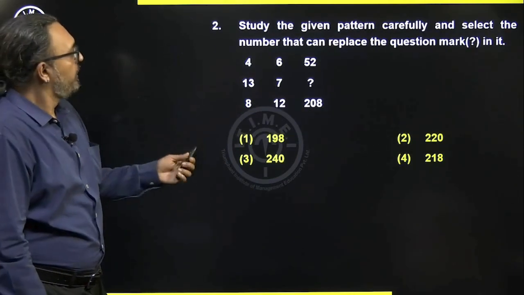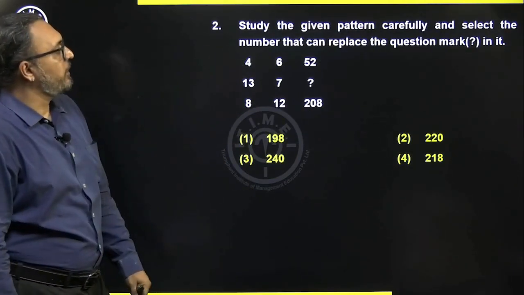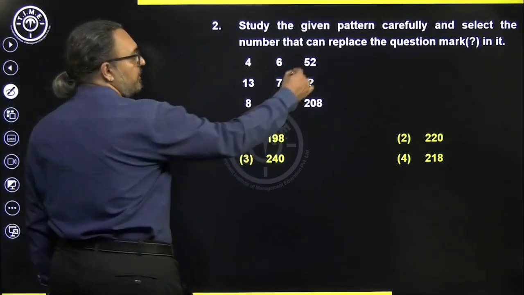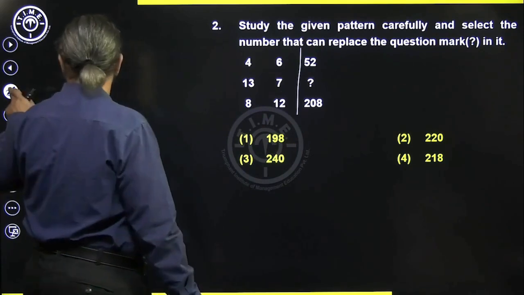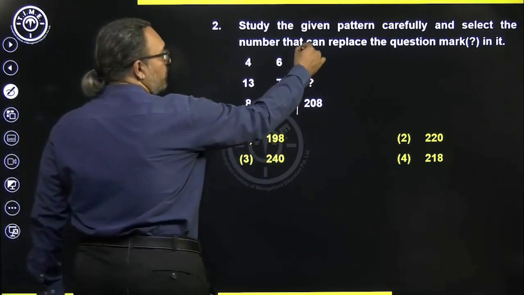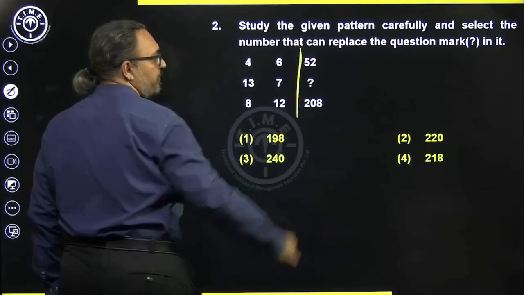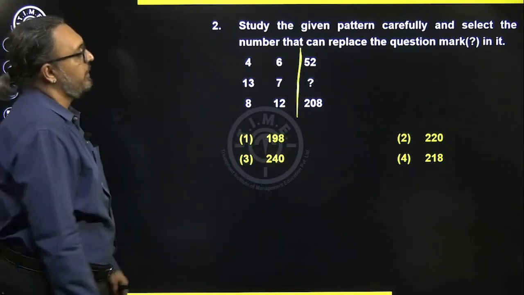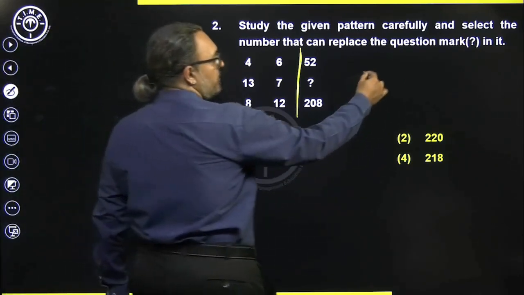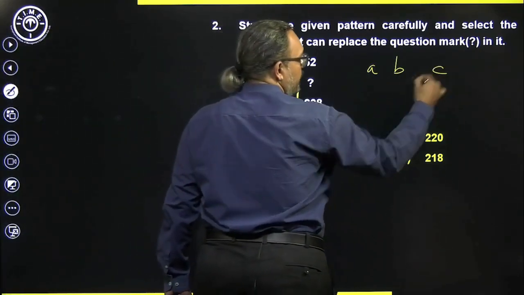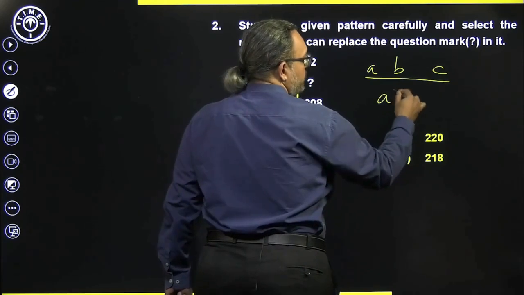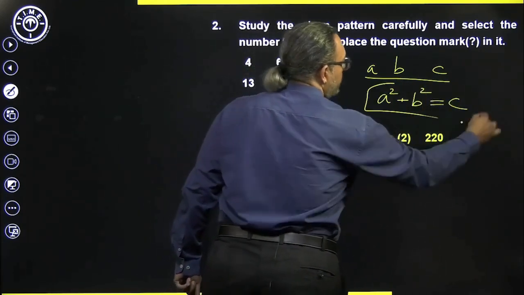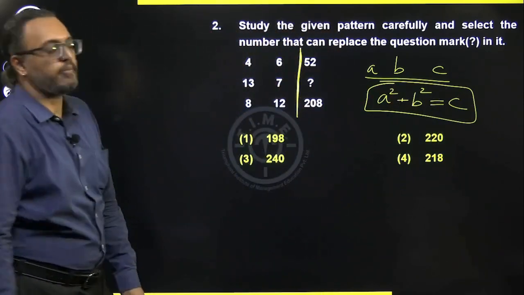Okay. Second, again study the given pattern carefully and select the number that can replace the question mark in it. Now as you can see here, let us take this as our right hand side. Now the numbers that are given on the right hand side are big numbers, correct? So now what we can do is we prefer taking squares, means when you have A, B and C, I will take A square plus B square, will it equal to C or not? That is what we need to check.